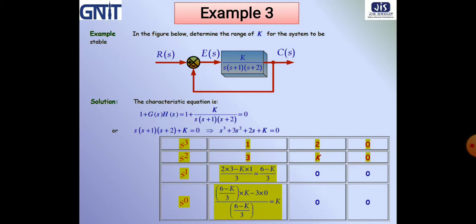So if we calculate the stability and the region of k for which the system is stable, we have to check the first column. All the elements of the first column have to be greater than 0. So here 1 and 3 are greater than 0. Then (6 minus k) divided by 3 has to be greater than 0, and k greater than 0. If these two elements are greater than 0, then we can find the range of k.